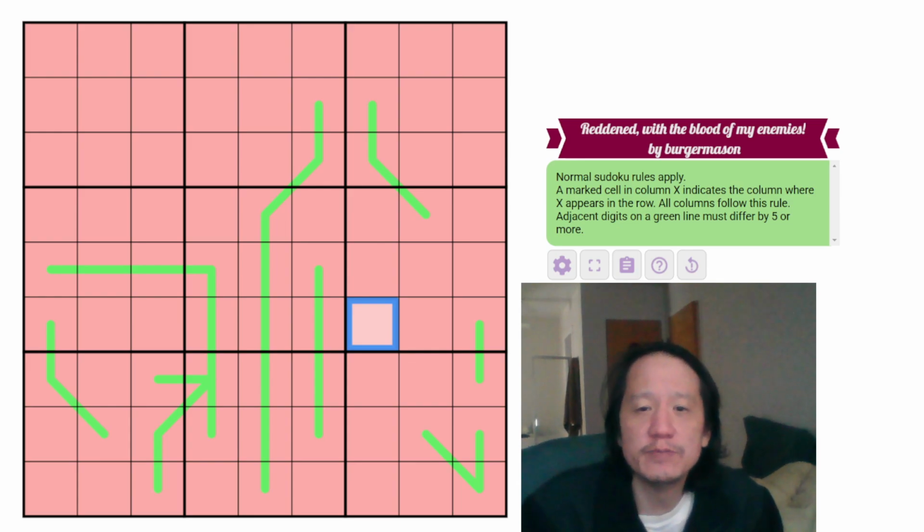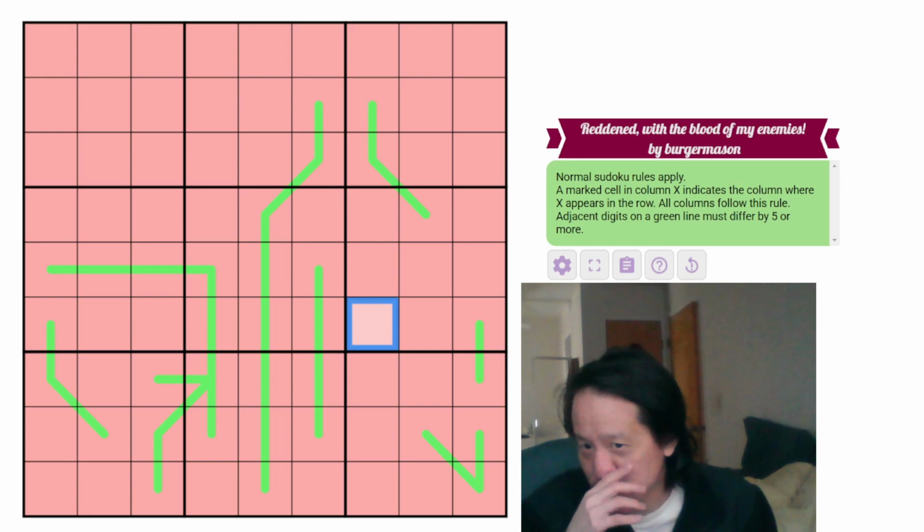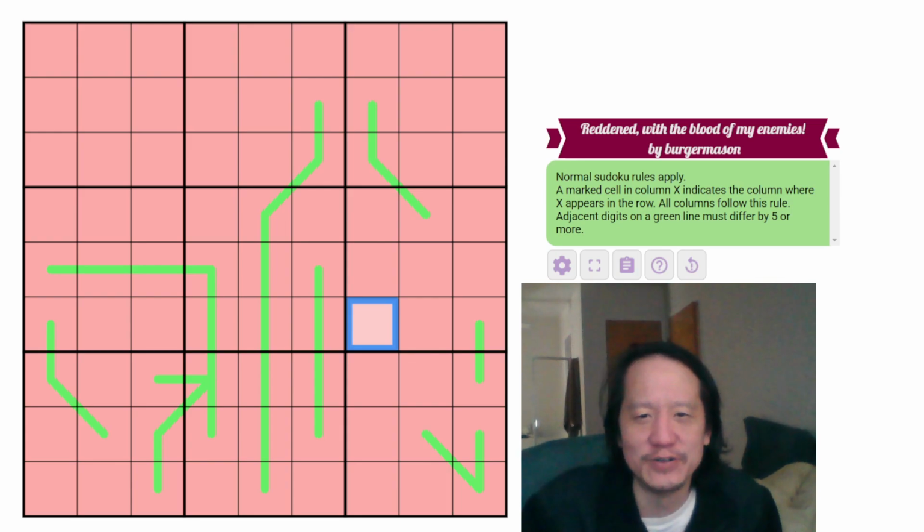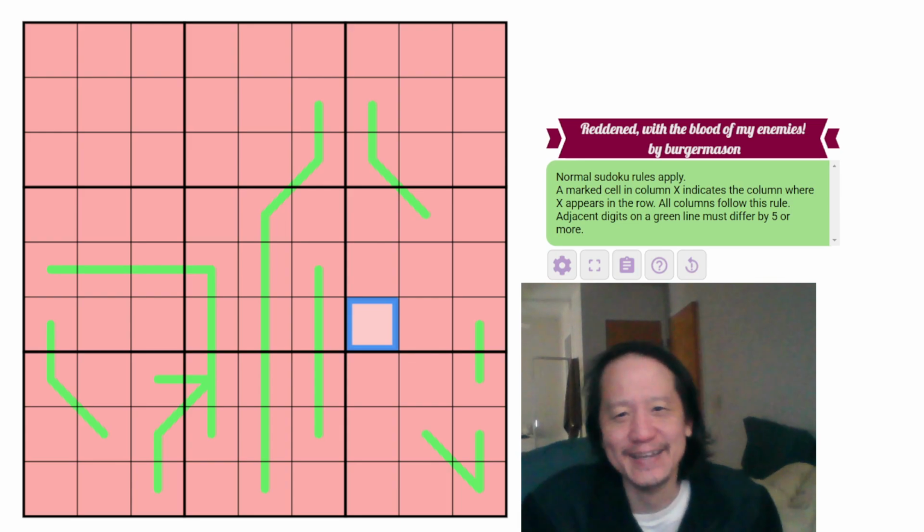Today's very easy puzzle is called Reddened with the Blood of My Enemies by Burger Mason. That's a little chilling actually, as a title, but let's go with it.